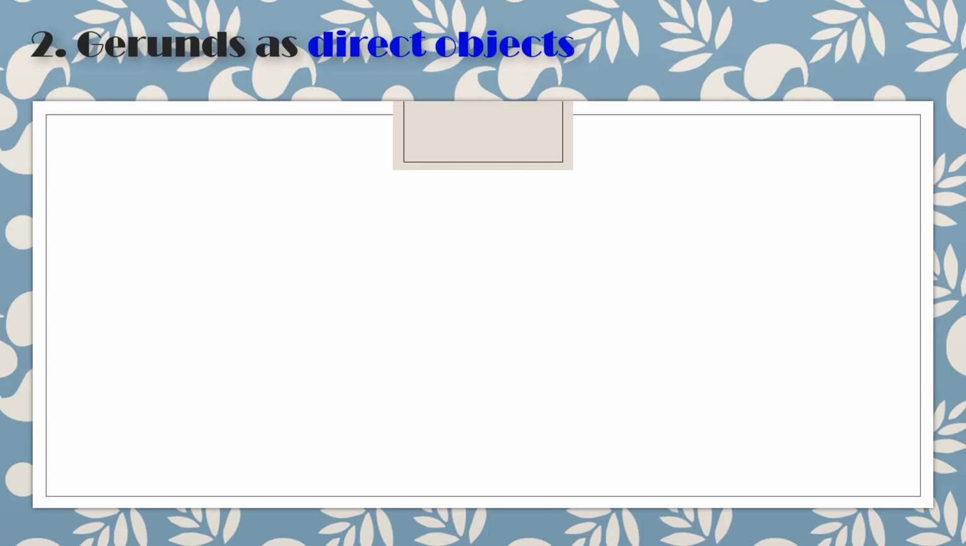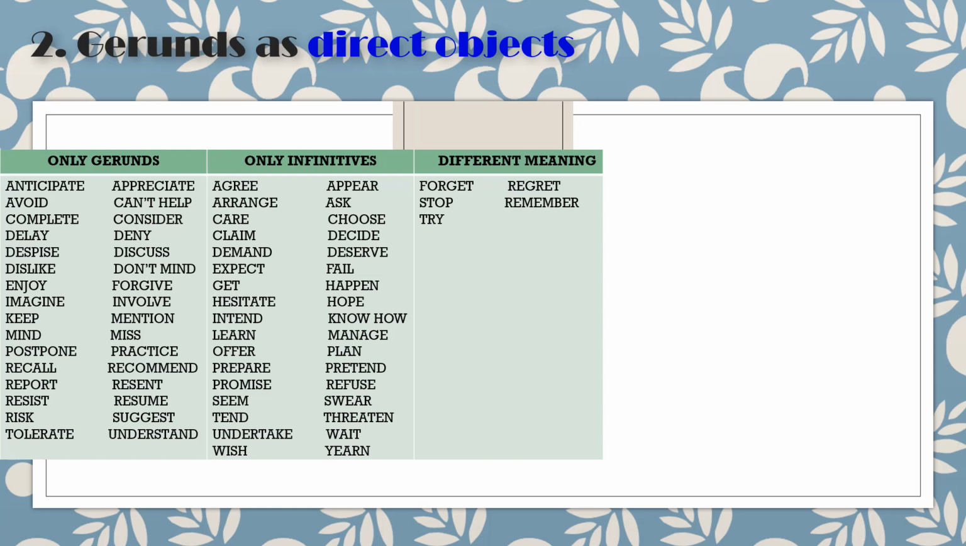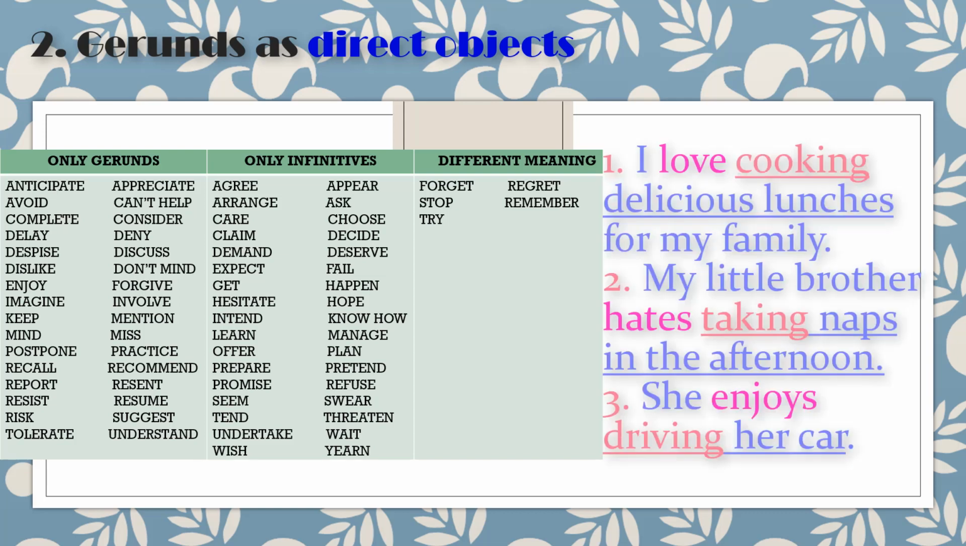Now, function number 2, gerunds as direct objects. Here's a list of verbs that my teacher Gio gave to us in class, so thank you Gio, I'm not trying to steal your content. And we're going to explain this.